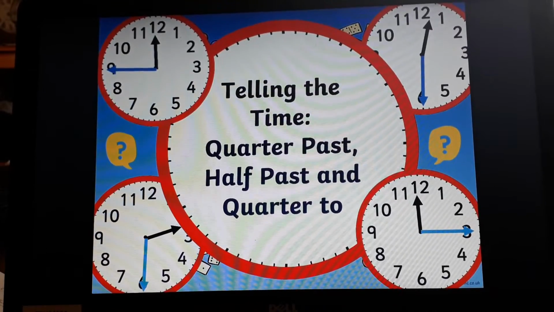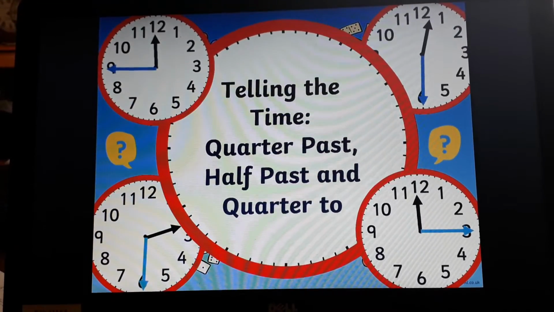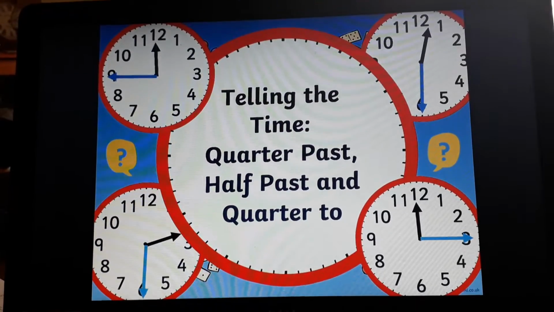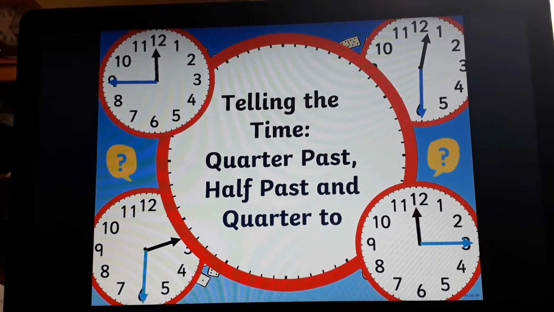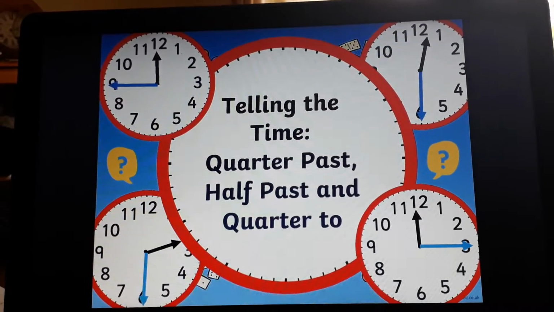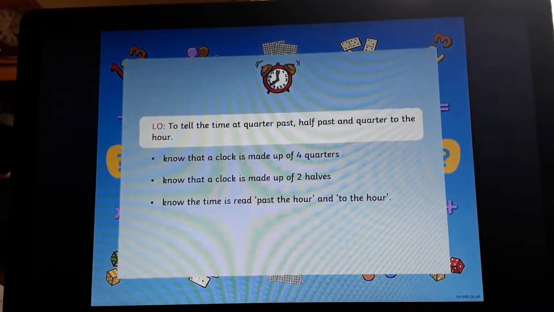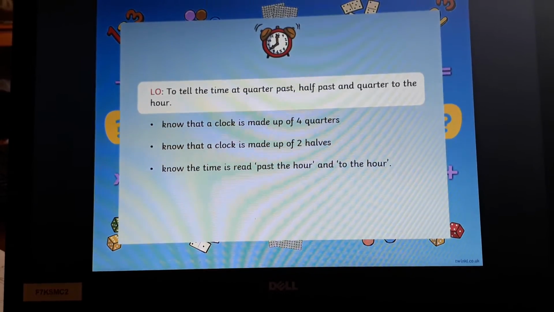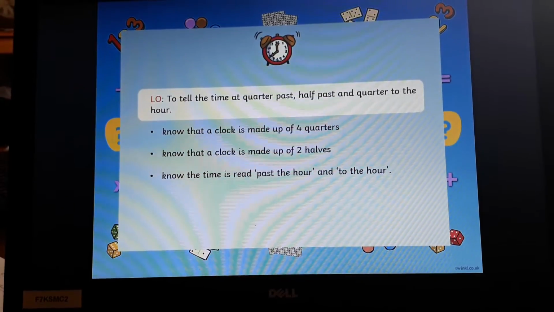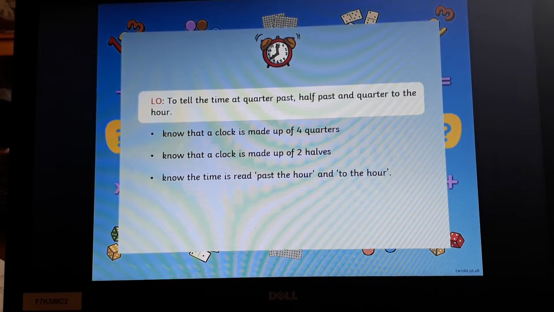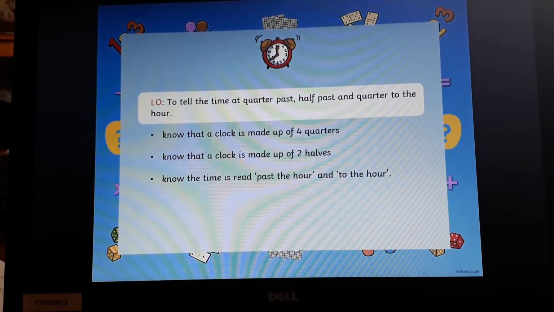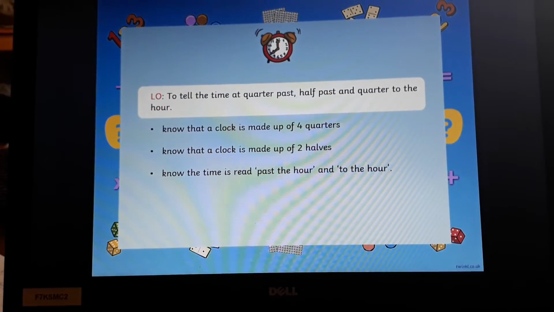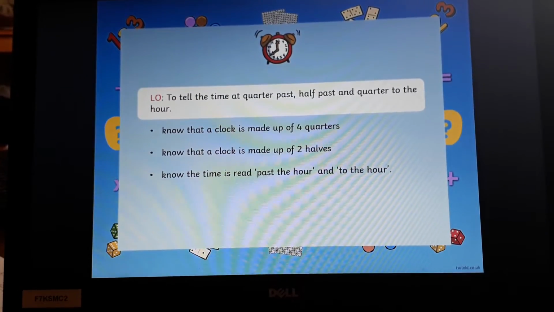So year ones, your focus is normally just the 1/2 past and the o'clock. But year twos, you need to be thinking about these 1/4 past and 1/4 to times as well. So we've got some questions throughout this PowerPoint, which I'd like you to try and have a go at. So when it asks you a question, make sure you pause the video and have a go. Jot down what you think the answer is.